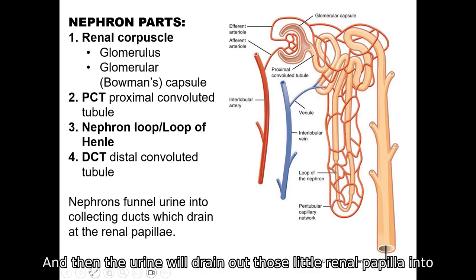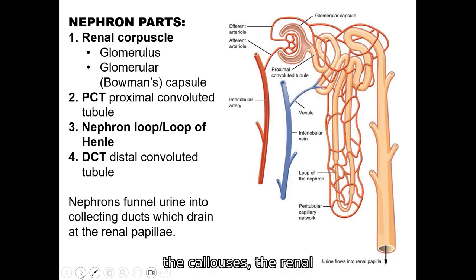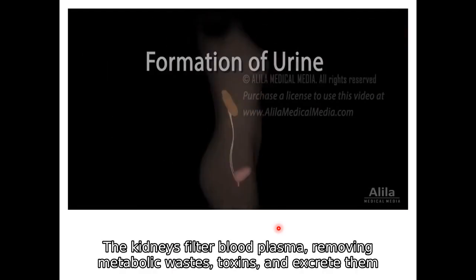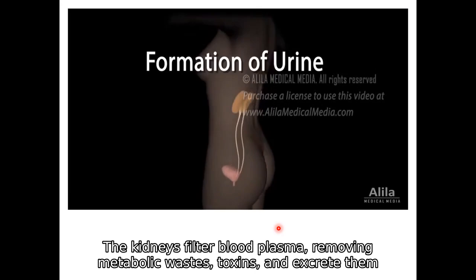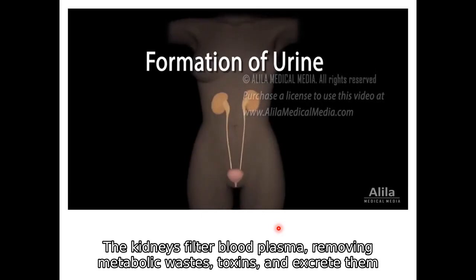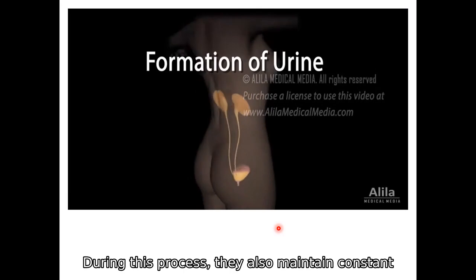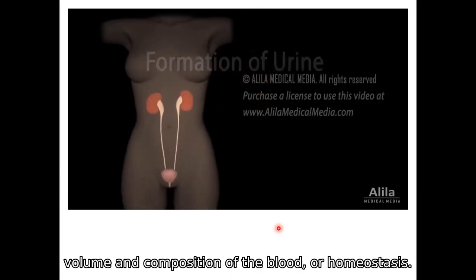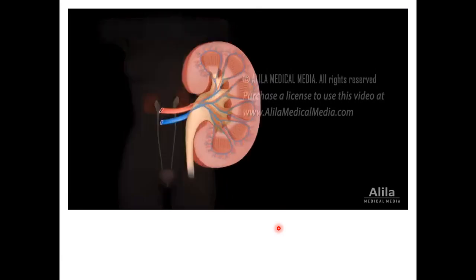And then the urine will drain out those little renal papilla into the calyces, the renal pelvis, the ureter, and then be stored in the bladder. The kidneys filter blood plasma, removing metabolic wastes, toxins, and excrete them in urine. During this process, they also maintain constant volume and composition of the blood, or homeostasis.